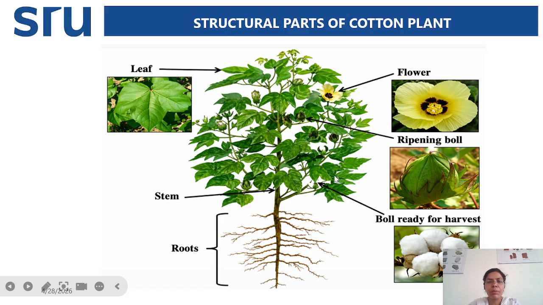And next is sympodial branching. Here you can see sympodial branching. From the stem we have multiple branches, and on the multiple branches we have a larger number of flowers. These flowers convert to squares, and from the squares we get the lint.